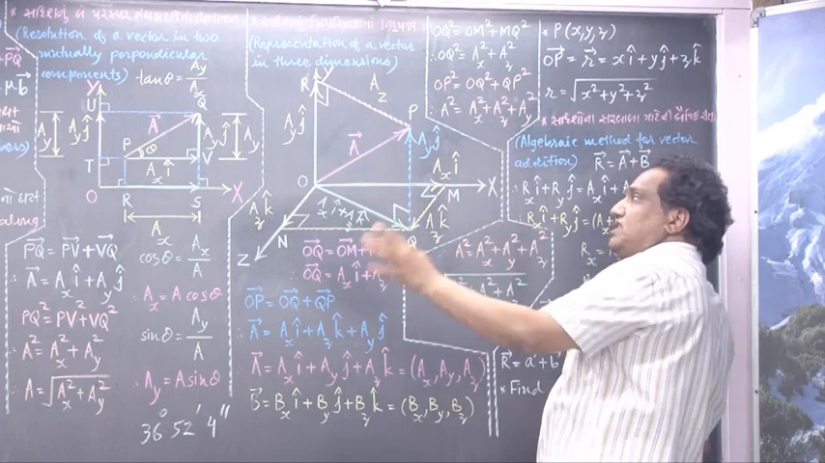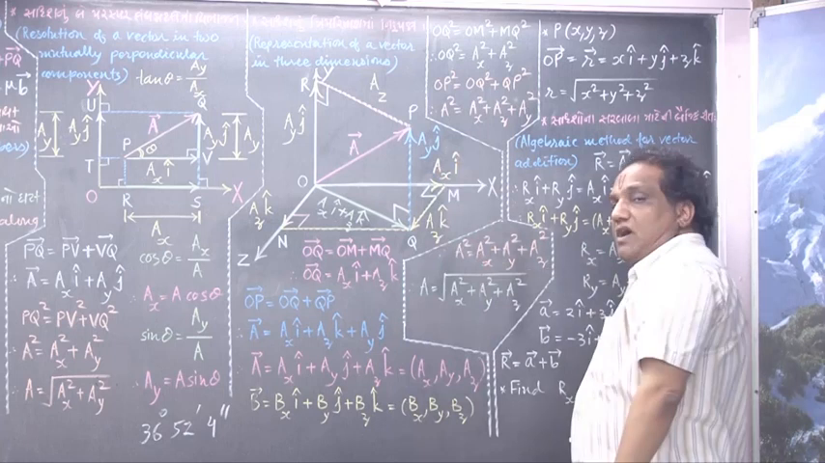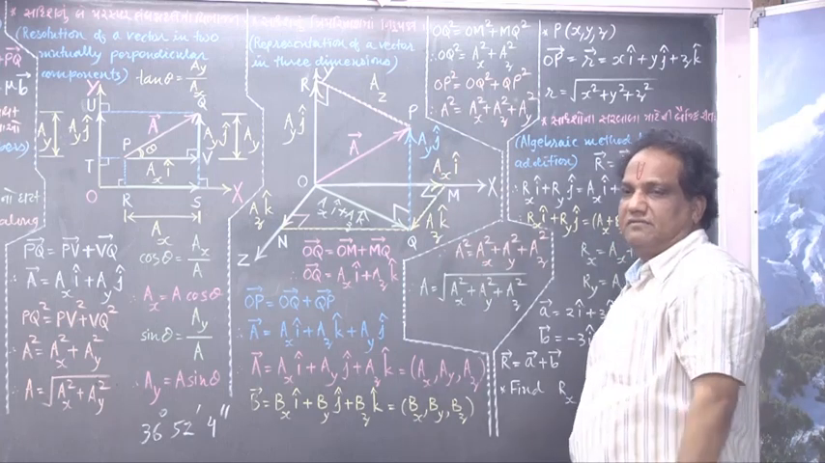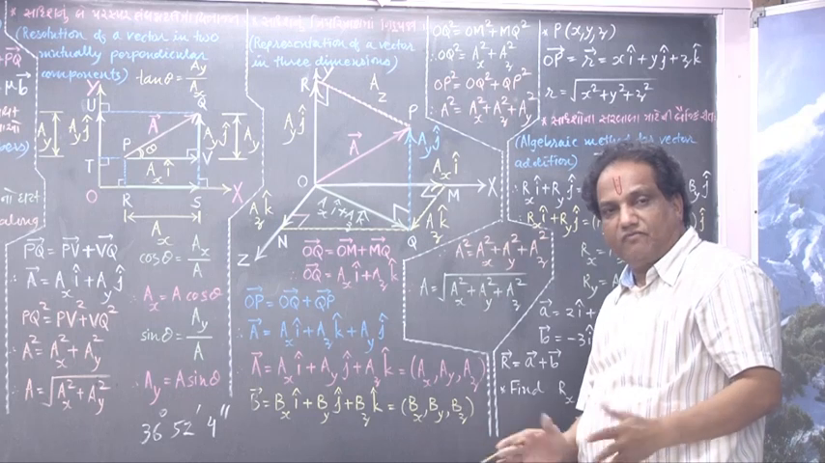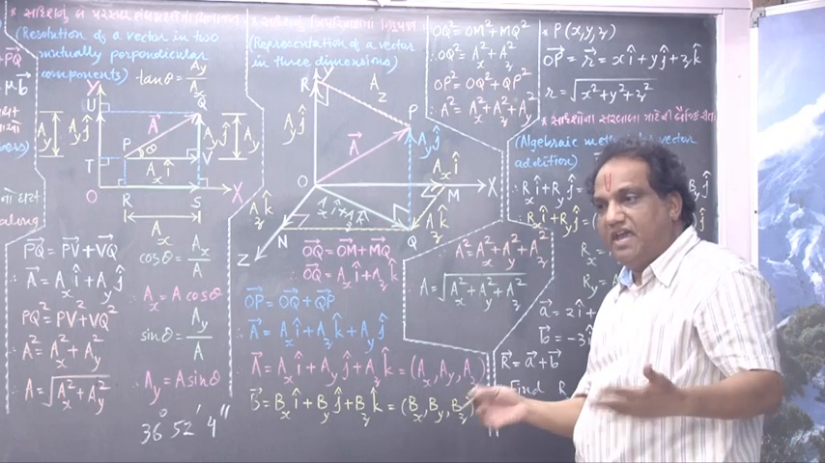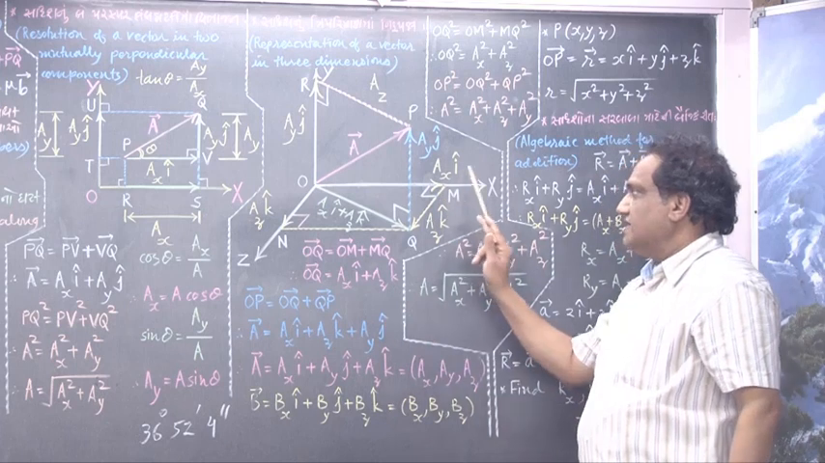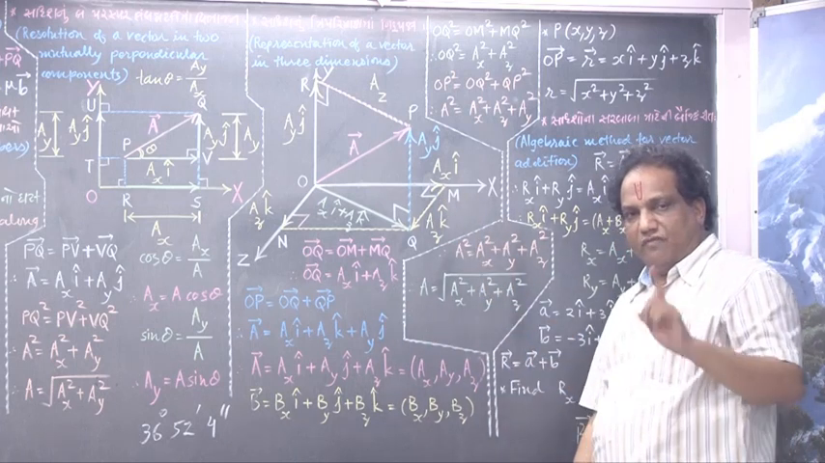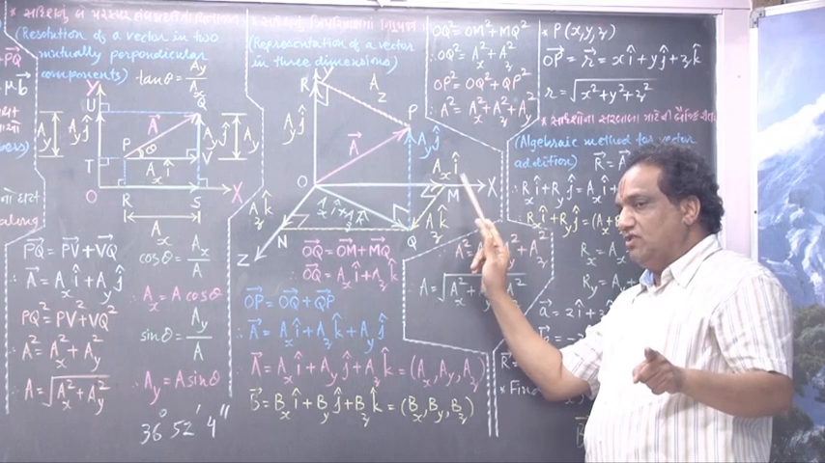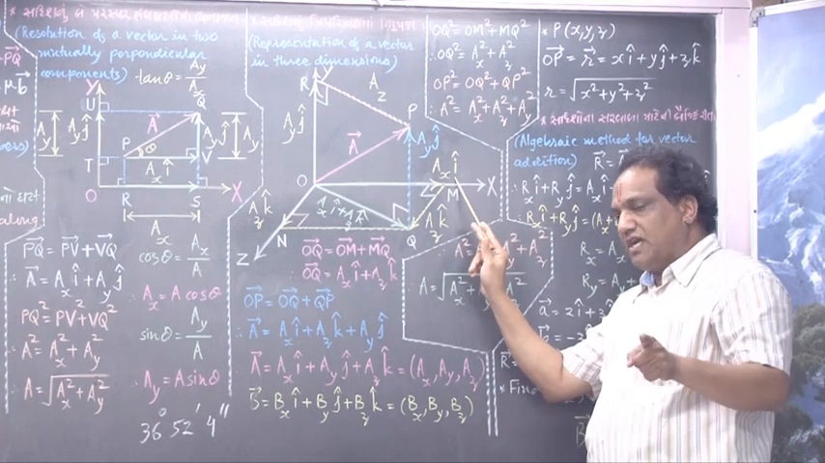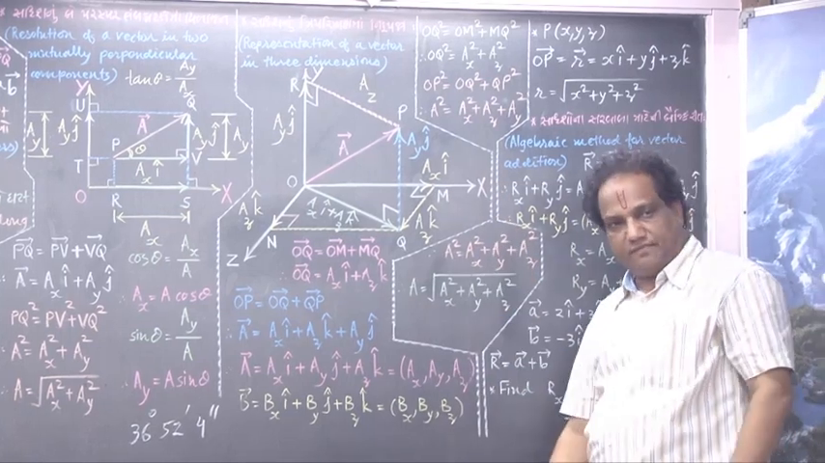Unit vector along the x-axis. What is it? I hat. You are saying I and then stopping. Speak completely. I hat. So Ax I hat. The vector equals magnitude multiplied by the unit vector. Speak completely: Ax I hat.